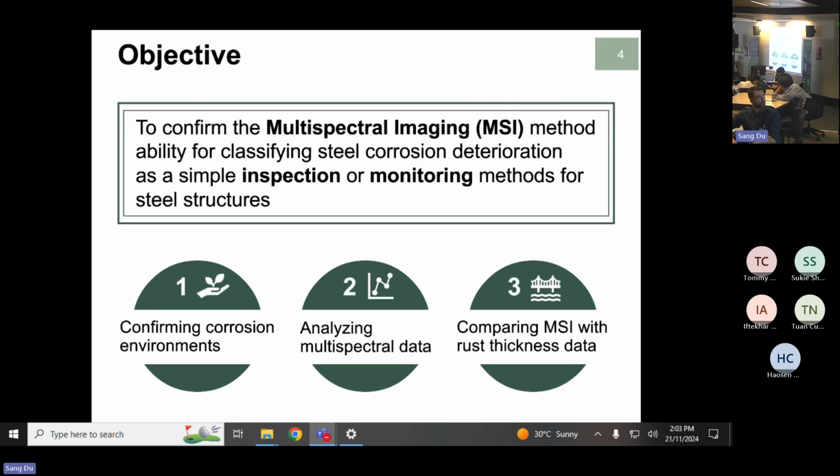So my research motivation is to confirm the ability of the multispectral imaging method for classifying steel corrosion deterioration, as a simple inspection or monitoring method for steel structures. Usually we do the inspection by ourselves, so it really takes time. So we try to reduce such cost. So I am focusing on multispectral images, the multispectral camera. In order to achieve this goal, I have these 3 steps.